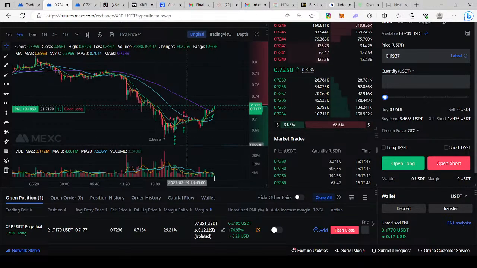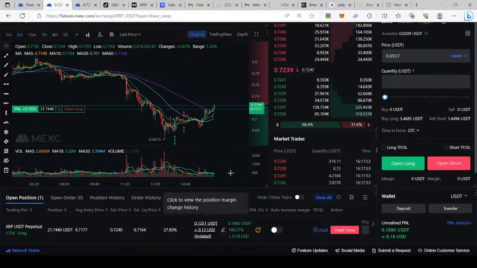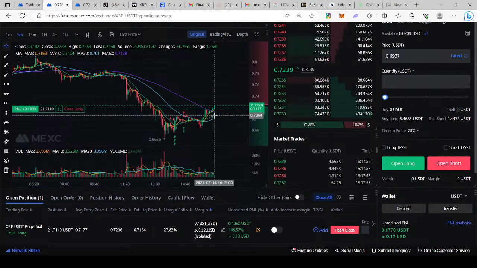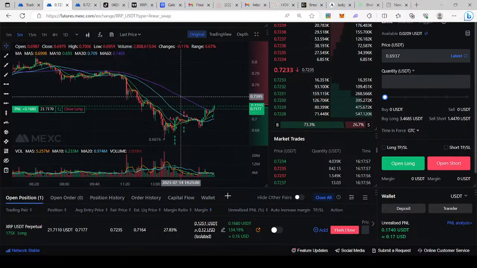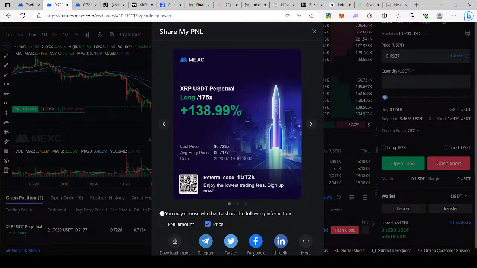Now, I did 175x there because I know that with all that happening, there was going to be a jump right there off that moon, and that's up 135% right now. 138.